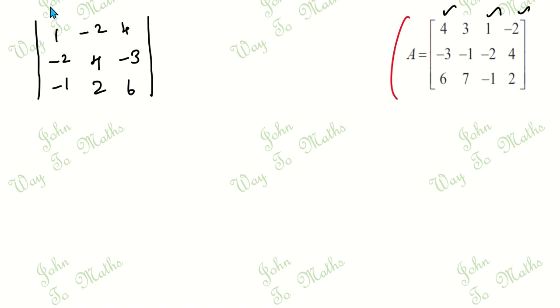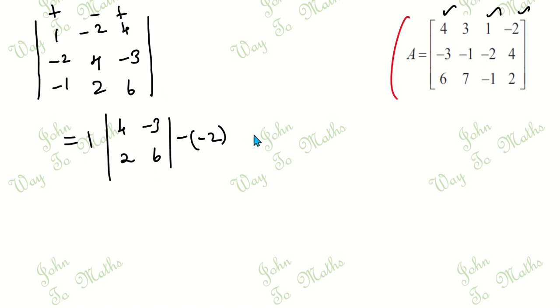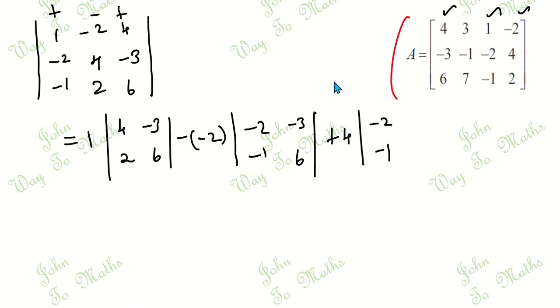Next I'm going to give the symbol plus minus plus, which is equal to, so we expand only the first row. So 1 create determinant, rows and columns will be eliminated. Here 4 -3 2 6, then minus of -2 create cofactors, so determinant of rows and columns will be eliminated. So remaining entries -2 -1, then -3 6, then plus 4 of the determinant value becomes, remaining rows and columns will be eliminated. So -2 -1, then 4 2.